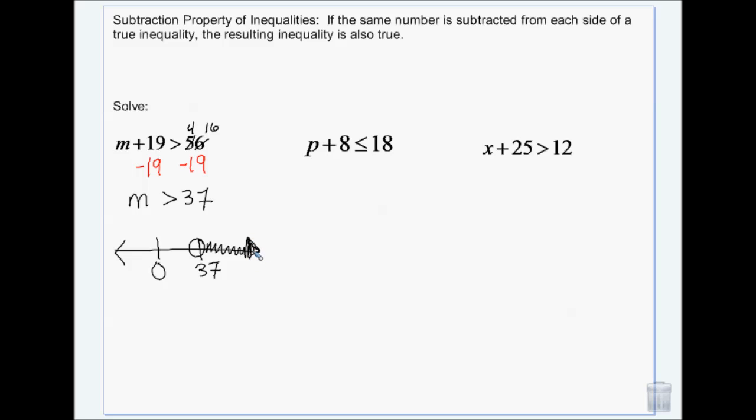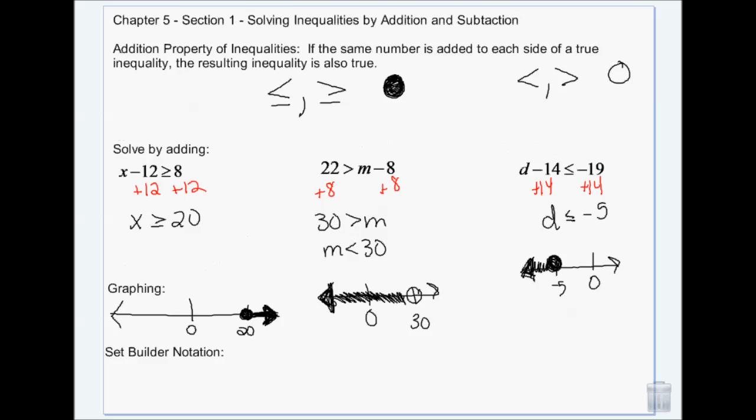Did I do set builder notation? I did not. I skipped set builder notation. That sounds confusing. Shame on me. Okay, set builder. You always have a brace, and then whatever letter you're using, and then you have a straight up and down line. This means x such that.